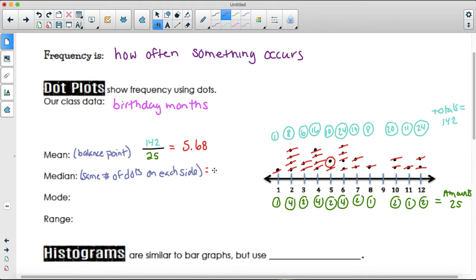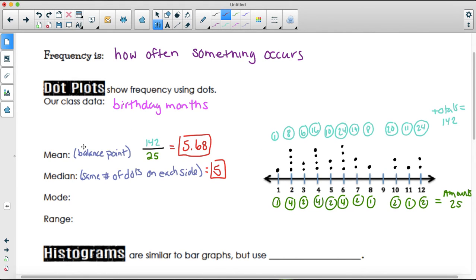So the median would be at 5. So I took all that off. The median is at 5. So our mean was at 5 and 68/100ths. Our median is at 5. So the mean and median are both showing us the same center.